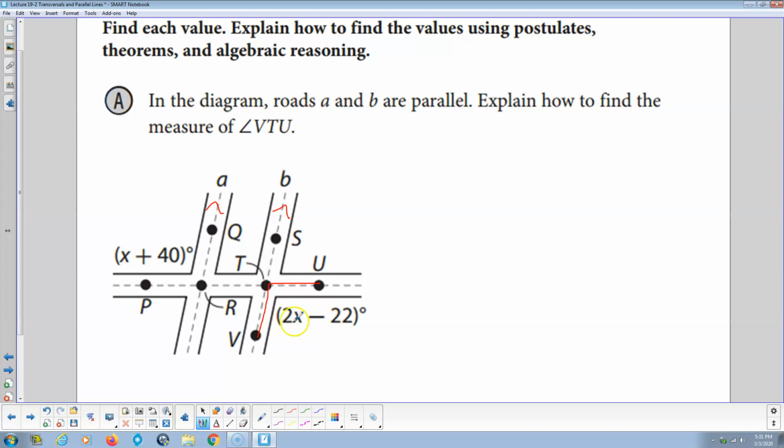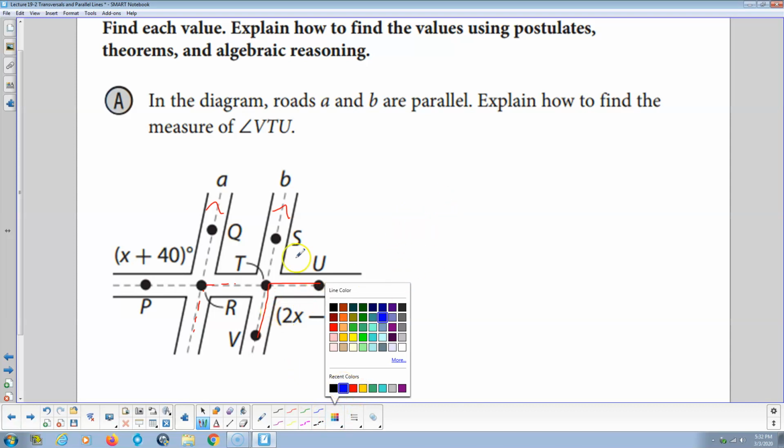So, hey, what do we know about this angle here? Well, this is corresponding to this guy right here. So they're congruent. And then these two guys are vertical, so they're congruent. So if x plus 40 is congruent to the angle here at R, and R is congruent to 2x minus 22, that means x plus 40 is equal to 2x minus 22.